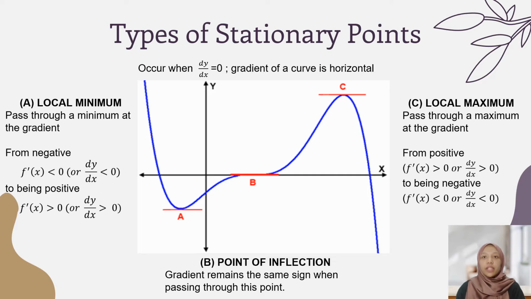Second, point of inflection. We can see when we have a point that passes through the point of inflection, we should note that the gradient remains of the same sign, which is either positive on both sides or negative on both sides. Third, local maximum. When we have a point that passes through a maximum, the gradient goes from being positive, which is f prime x more than 0 or dy over dx more than 0, to being negative, which is f prime x less than 0 or dy over dx less than 0.